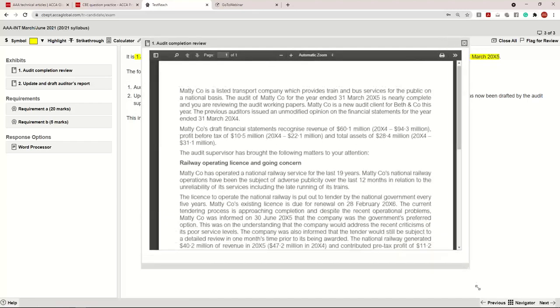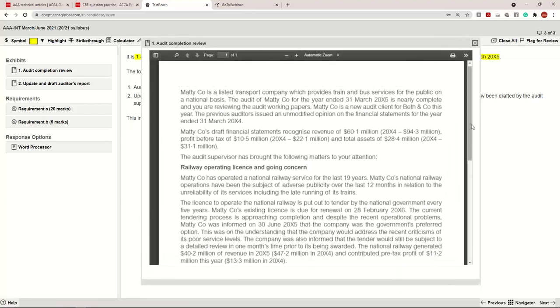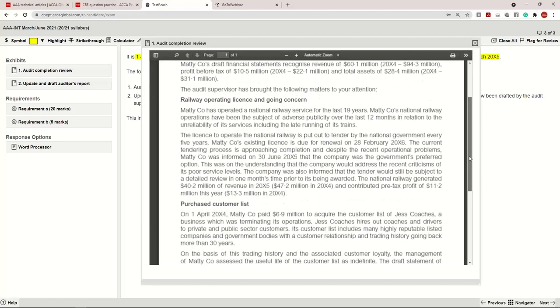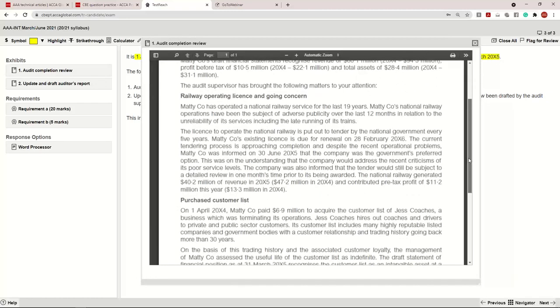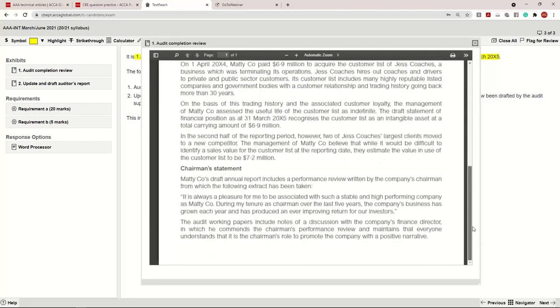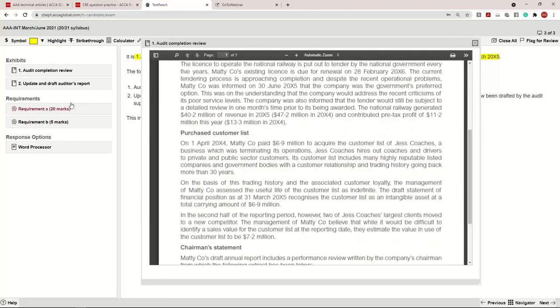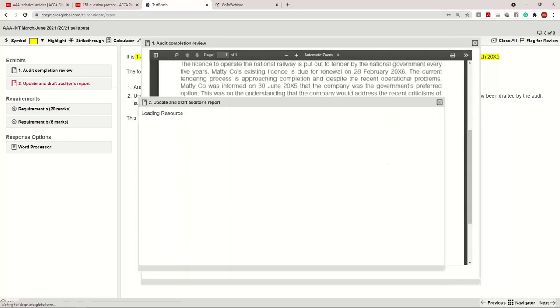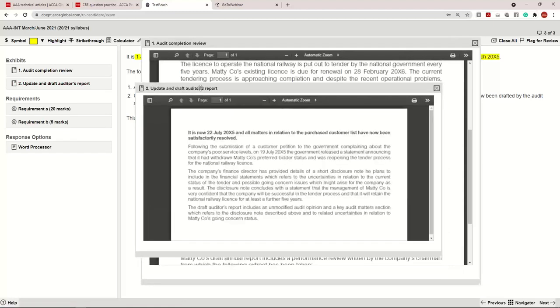This one. At least read the first issue, railway operating license and going concern, and read the second issue, purchase customer list and the chairman statement. Read all three of them, right? And read the second exhibit, which is about the draft audit report. That will save a lot of time when I start to answer the question, March, June 21, question number 3.